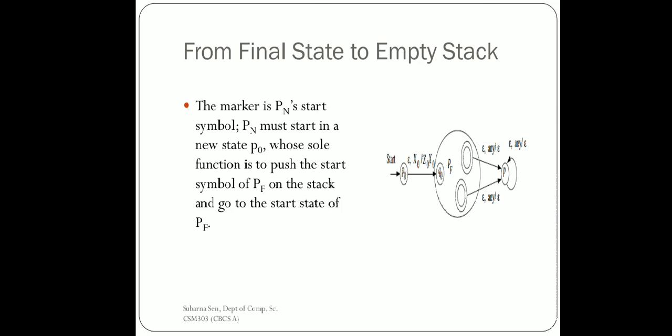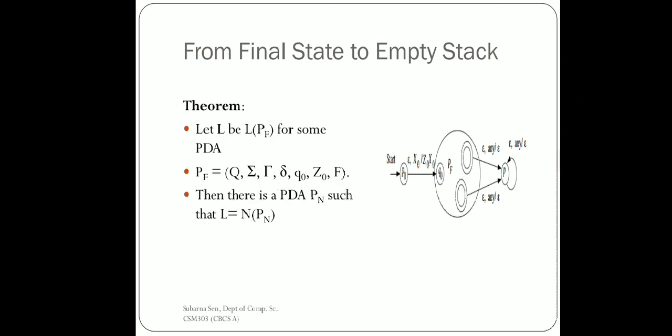So we have to mimic whatever PF is doing. PN has to copy it or simulate it. That's why we also have to push Z0 onto it. The sole responsibility of P0, if you see the diagram, is very clearly mentioned there. It is just pushing Z0 and doing nothing else. Okay, fine. So now we will focus on the theorem.